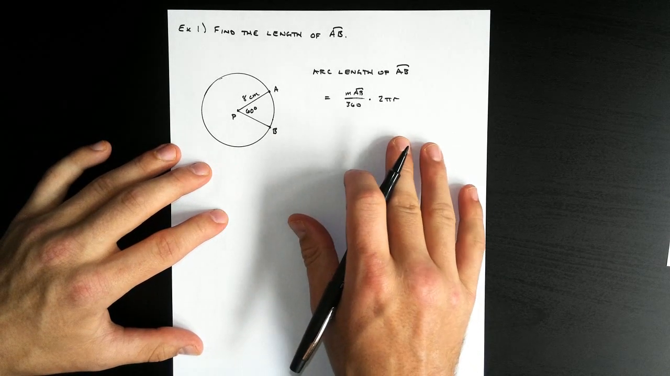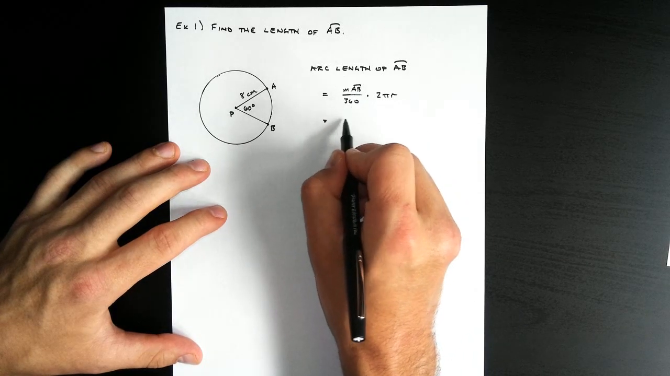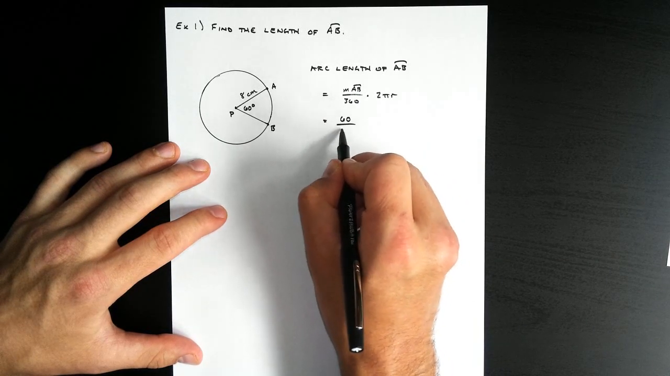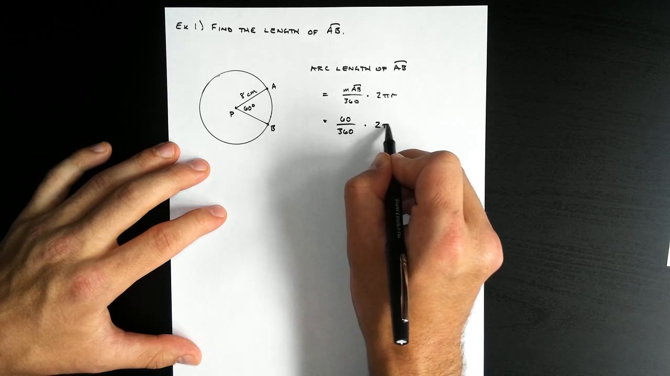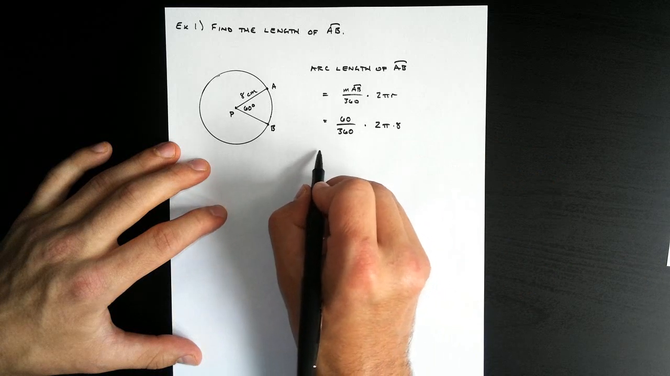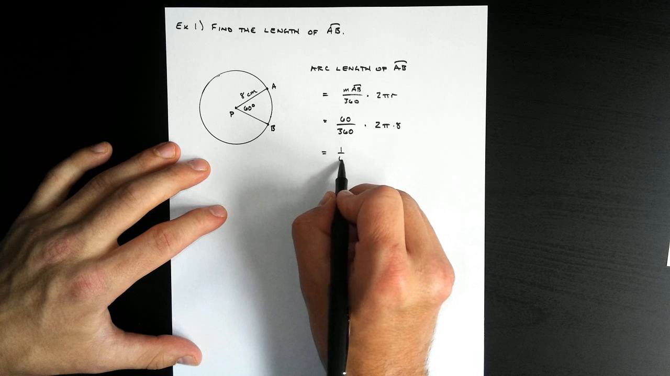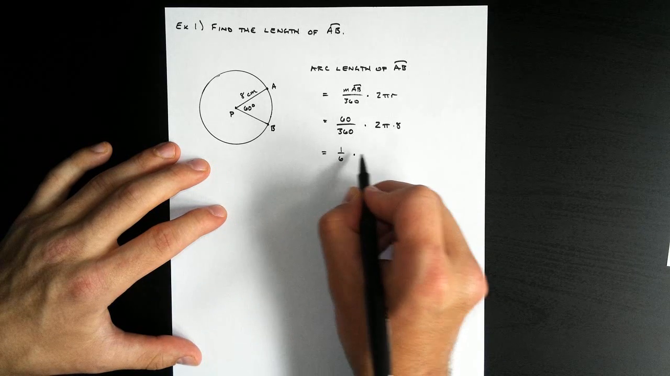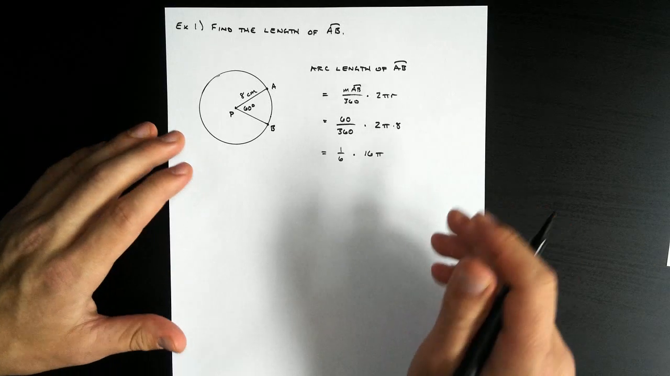All right, so let me plug in some things here. So we have a measure of our arc is 60 degrees, so 60 over 360. And then 2 pi and our radius is 8. So if I do a little simplifying here, 60 over 360 is equal to 1/6. And then 2 times 8, we get 16 pi.